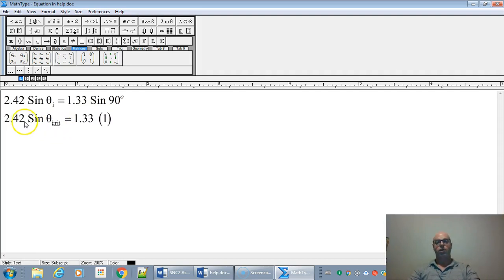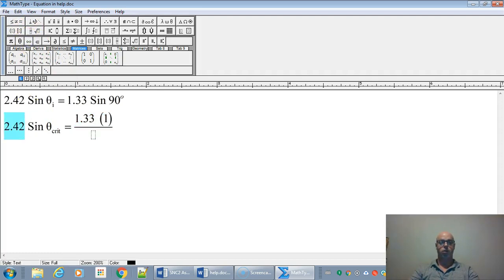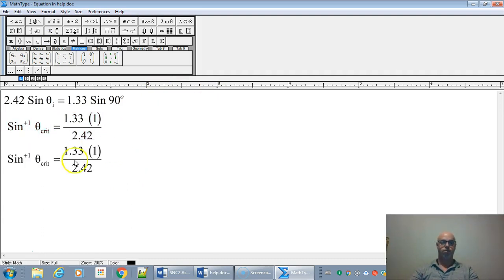I'm just going to divide the 2.42 over to the other side. So I'm going to bring the 2.42 over. And technically this is a sine to the plus 1, so all I have to do to bring it over is make it a sine to the minus 1. So I'm just going to bring it over like this and turn it into a minus 1. Like that. And I don't really need this 1 anymore. It's kind of pointless.